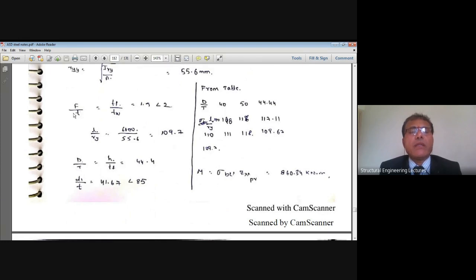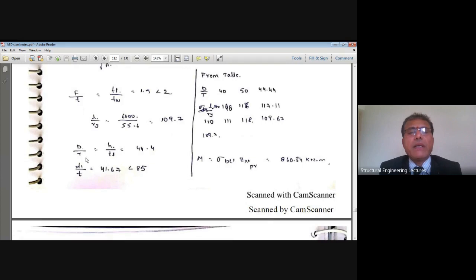Capital T by small t, thickness of the flange to thickness of the web, is 1.5, which is less than 2. And the slenderness ratio L by RYY, where L is now 6.1 meters. In the previous case, it was 3750. Now it is 6.1 meter divided by RY, 55.6. It is 109.7. And capital D by capital T, the ratio of the total depth to thickness of the flange, upon substitution works out to 44.4.